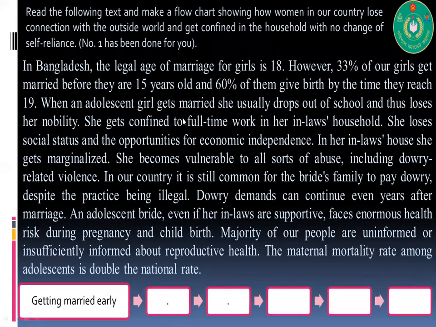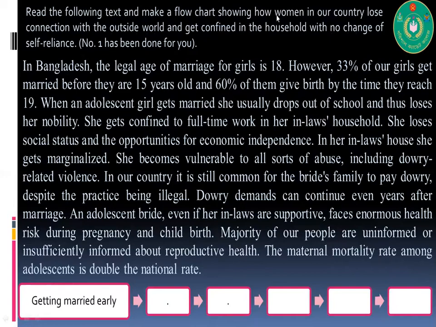Now, dear cadets, this is a possible question you may face in the exam. So now, application of the knowledge we have learned so far. What is the first thing? Check the structure. Here the structure is getting married early. This is a participle phrase. The next instruction was to read the question again. So we are reading the question: Read the following text and make a flowchart showing how women in our country lose connection with the outside world and get confined in the household with no chance of self-reliance.